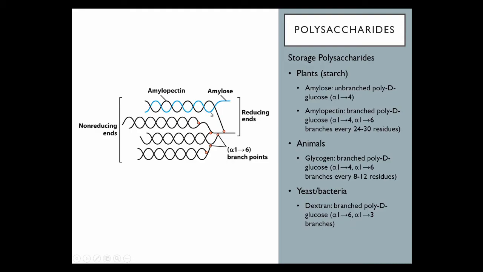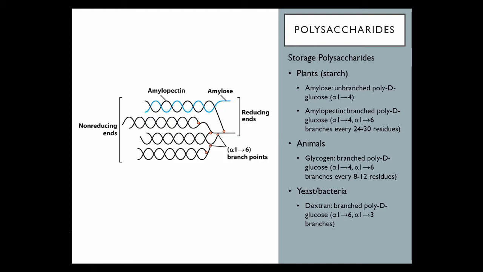And then this is just what a typical starch molecule might look like. So it's a complex of amylopectin sugars with amylose kind of intertwined with it. So you can have complexes of multiple polysaccharides grouped together.